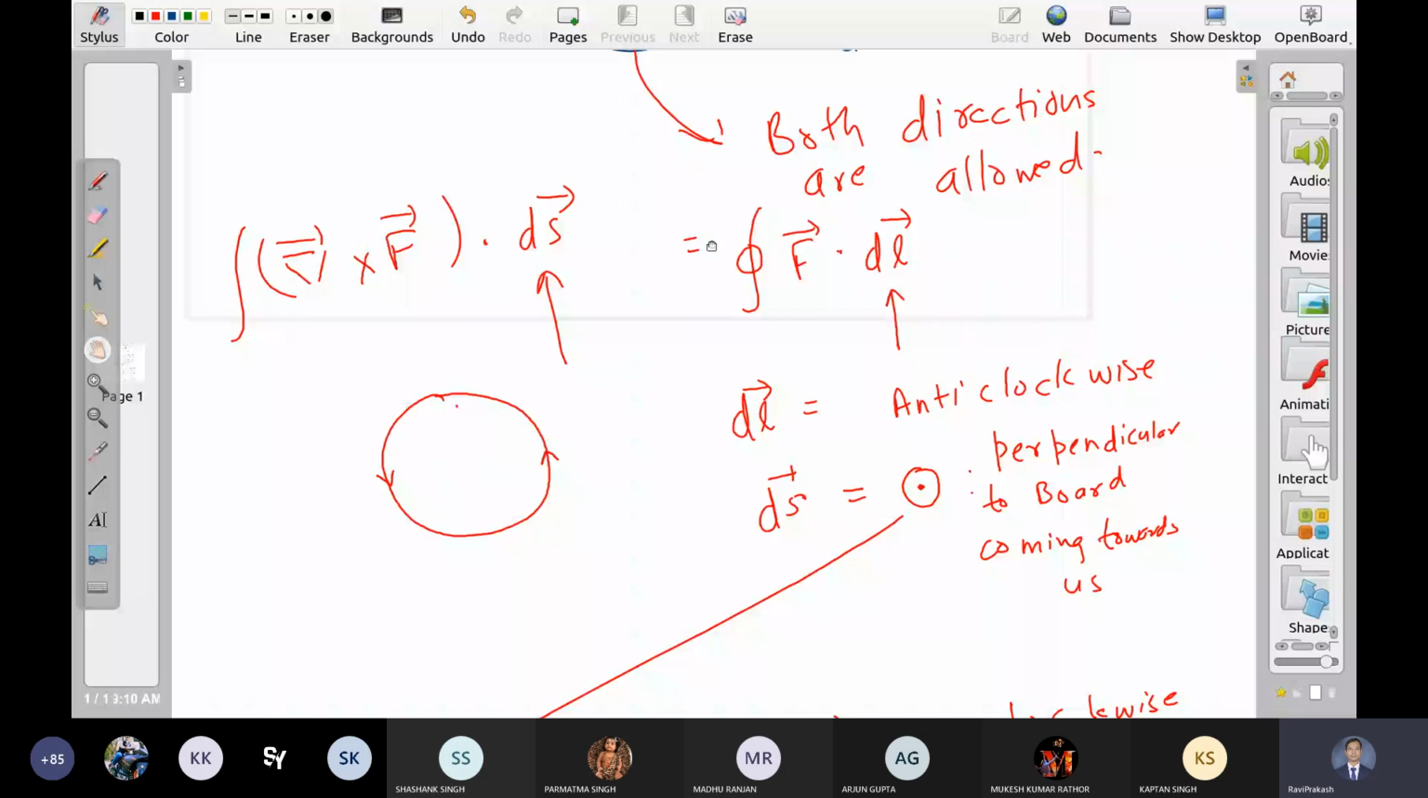Now you may ask one question. Let us say you are solving some physics problem, and in that problem you encounter a surface integral over an open surface, and there is no integral on the boundary. What will you do then?